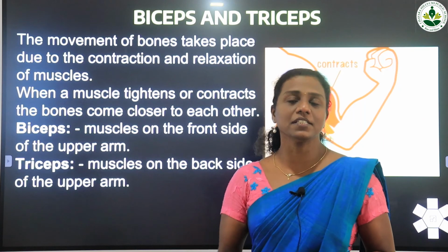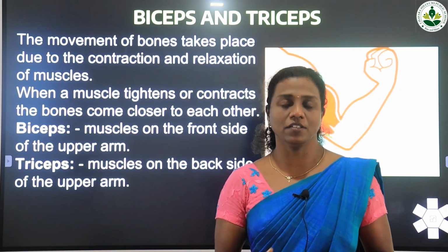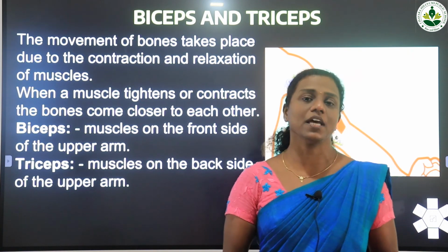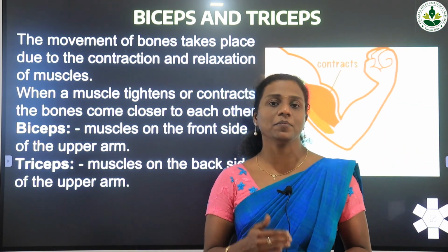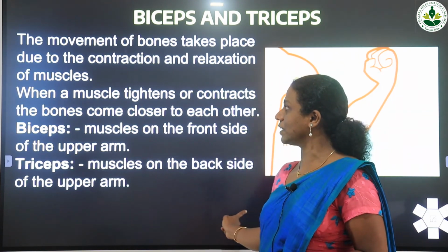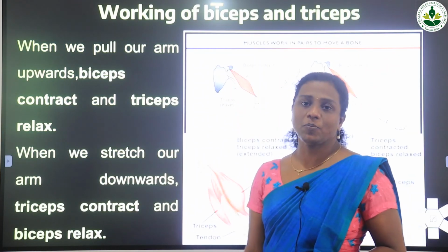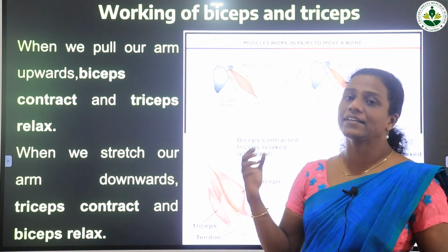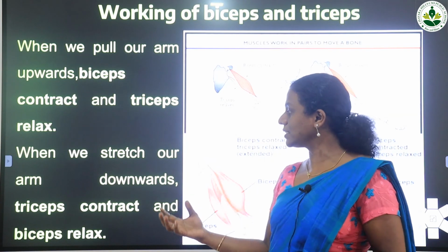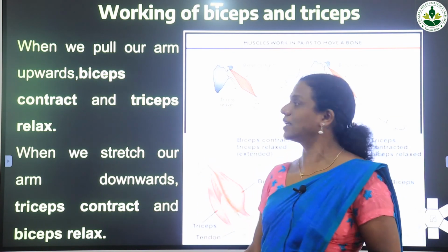When we consider the muscles in our upper arm, the front side of our upper arm consists of muscles that have the name biceps, and the back side of our upper arm contains muscles that have the name triceps. So how do they work? When we pull our arm upwards, biceps contract and triceps relax. When we stretch our arm downwards, triceps contract and biceps relax.